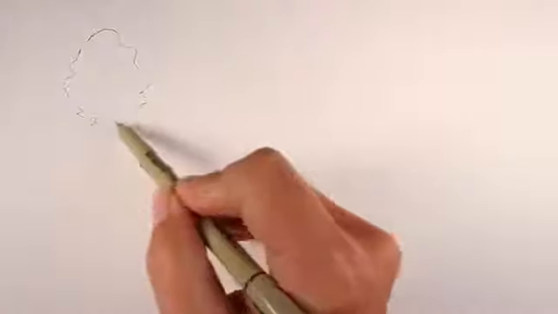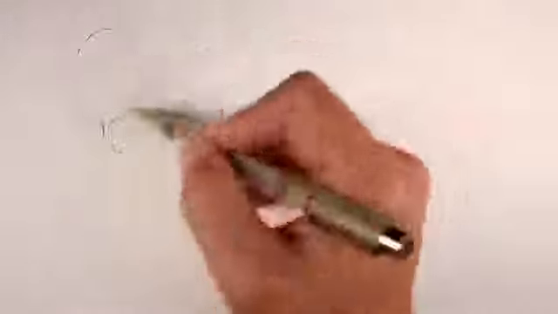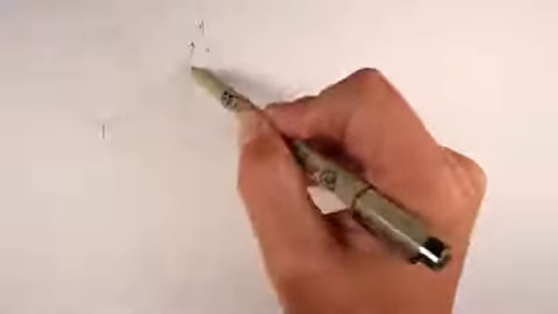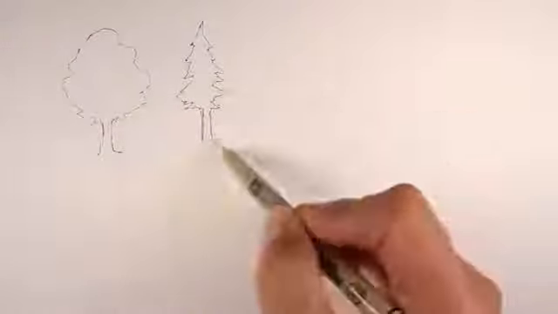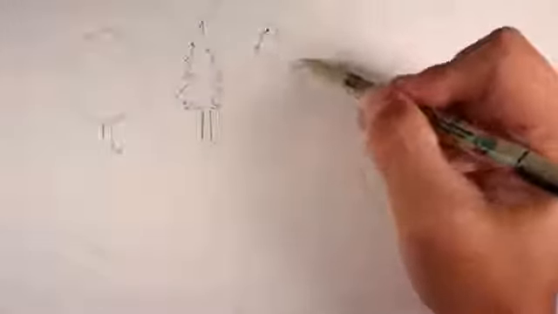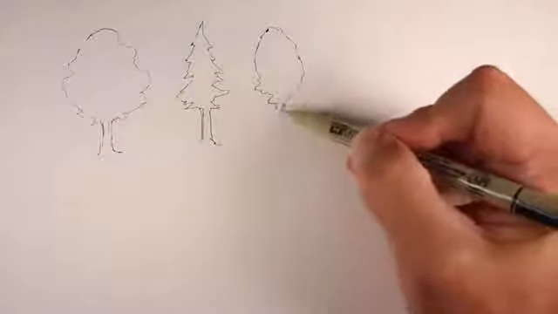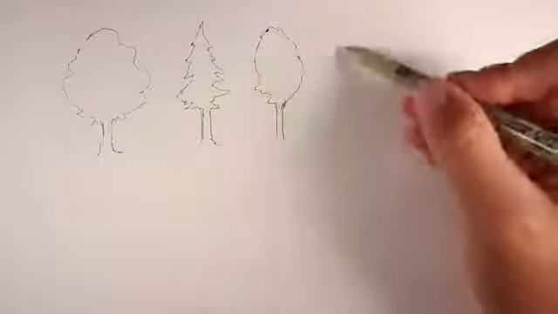Shape is an element of art that refers to an enclosed contour. So if we create a contour line and close it up, we've created a shape. Of course, trees come in a variety of different sizes and shapes. The first thing to do when you're drawing your tree is to look at the overall shape of the tree.